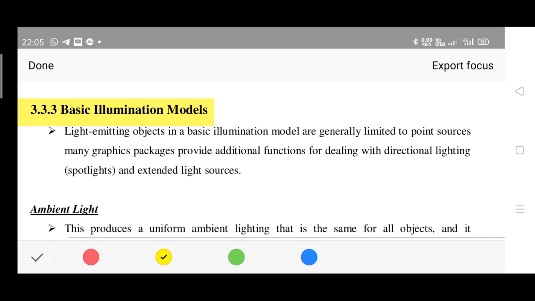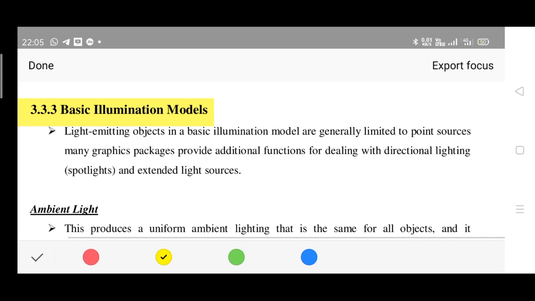Light emitting objects in a basic illumination model are generally limited to point sources. Many graphics packages provide additional functions for dealing with directional lighting or spotlight and extended light sources. Here, basic illumination model in the sense we are going to model the object along with the properties of light material interaction. It should look like a near real world object, isn't it?